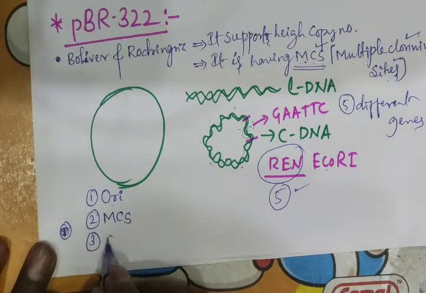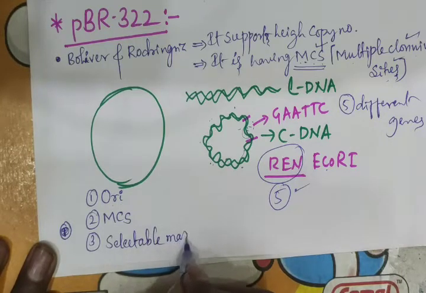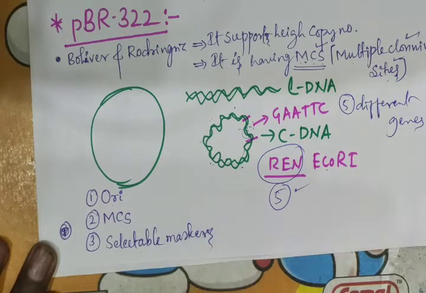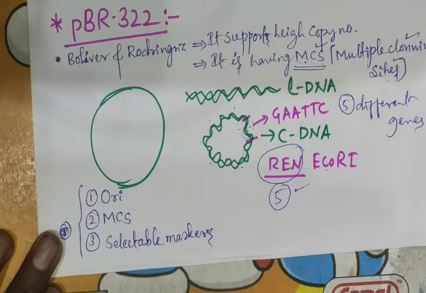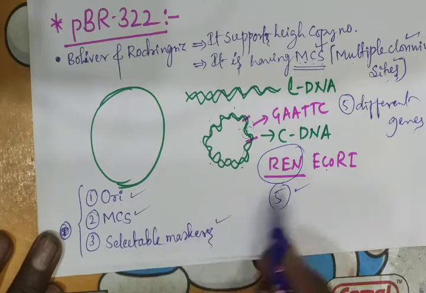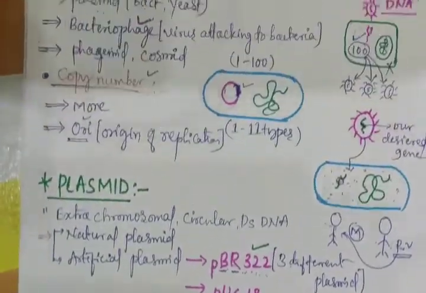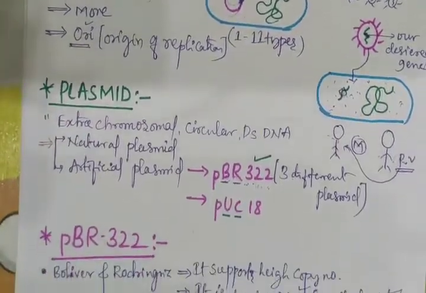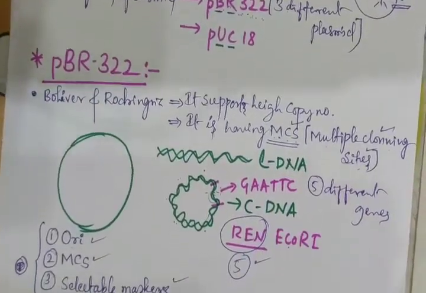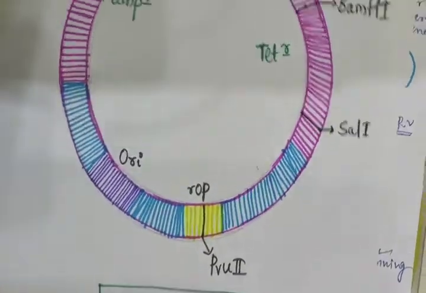Third thing, it must be having selectable markers. If these features are present for any plasmid, then that plasmid we will refer to as a cloning vector. Right? What we will refer to it as? Cloning vector. So this is how we observed till now regarding the cloning vector. Right? Now, let me consider how actually that pBR322 is looking.